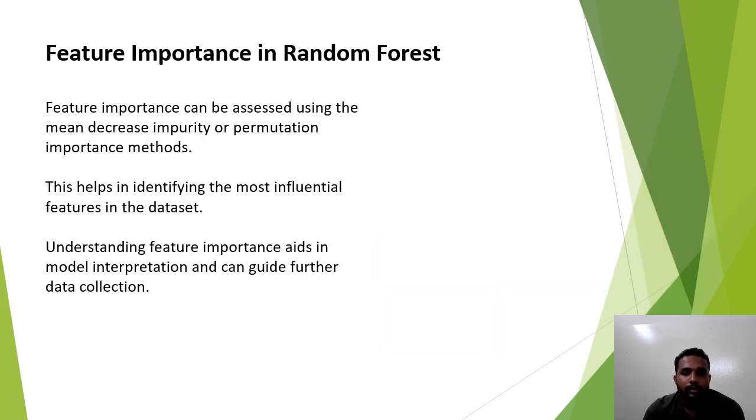Features and importance in random forest. Feature importance can be assessed using the mean decrease in impurity or permutation importance methods. This helps in identifying the most influential features in the dataset. Understanding feature importance aids in model interpretation and can guide future data collection.